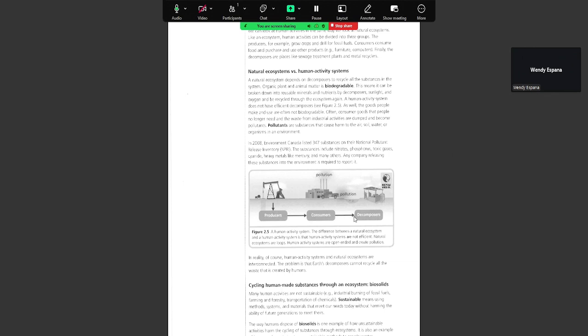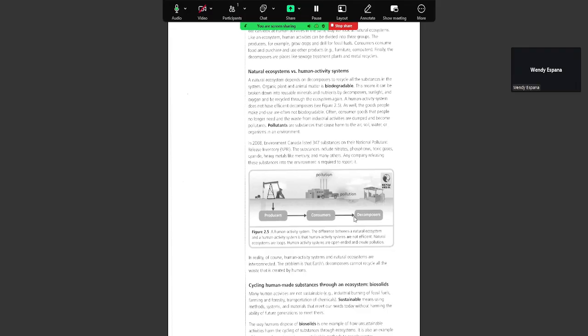They're really looking at it for things like oil spills that give so much damage to the environment. But in this particular diagram, I think it must be some chemical method that they're using to decompose that. Okay, cycling human-made substances through an ecosystem, biosolids.